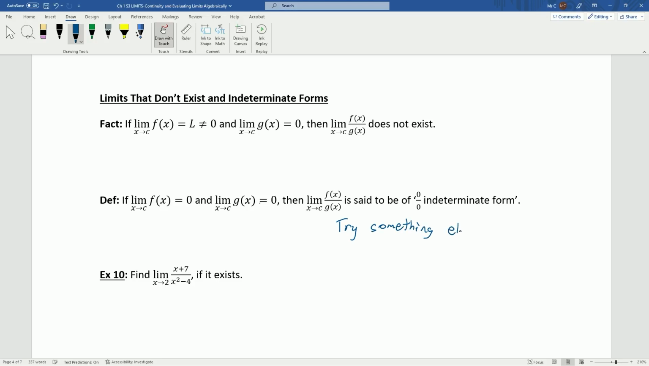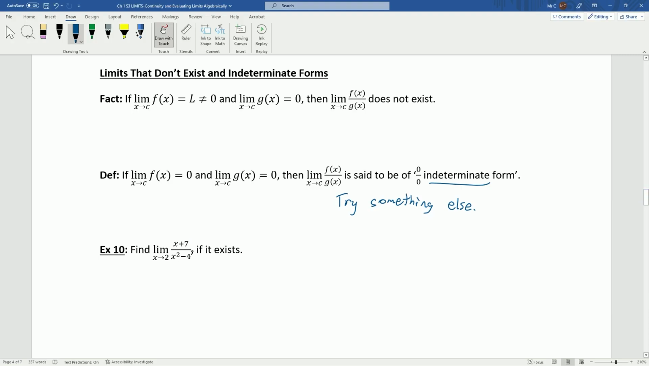That's why it's called indeterminate form. So the examples that we were looking at earlier were all indeterminate forms, right? So we just had to try some algebraic approach to solving them. But if we have that the numerator doesn't approach 0 and the denominator does, then we can just say, hey, that limit doesn't exist, and stop right there. Okay, so let's take a look at this example.